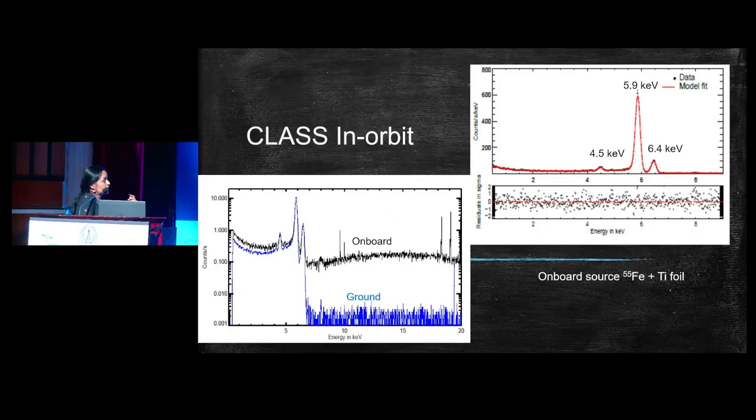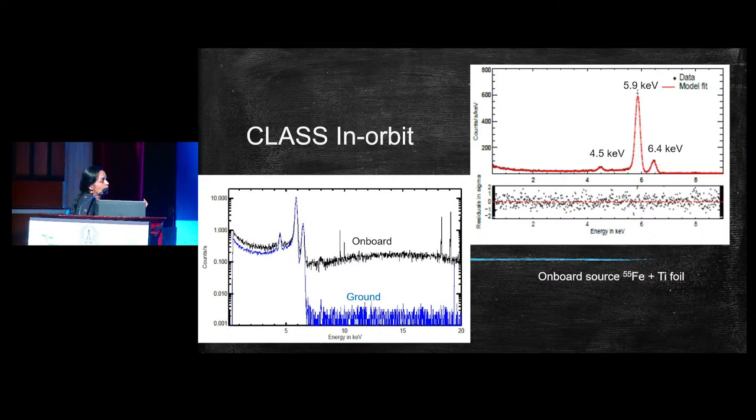This is a performance in orbit. So onboard, when you shine the IN55 sources, this is what we get, and that's what is on the ground. Because of the presence of the door, there was absolutely no degradation in the device, even after passing through the radiation belts. The difference in the background is because once you go up, there are particles, and so what you see here, the continuum, is coming from the galactic cosmic rays.